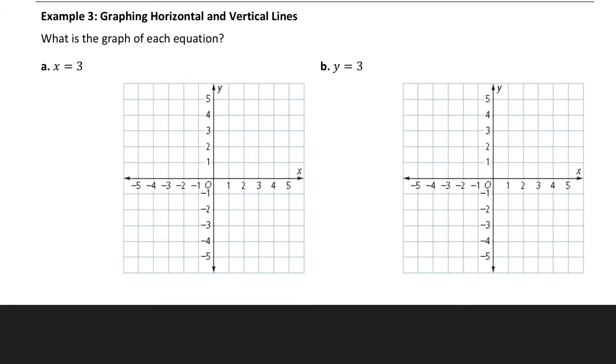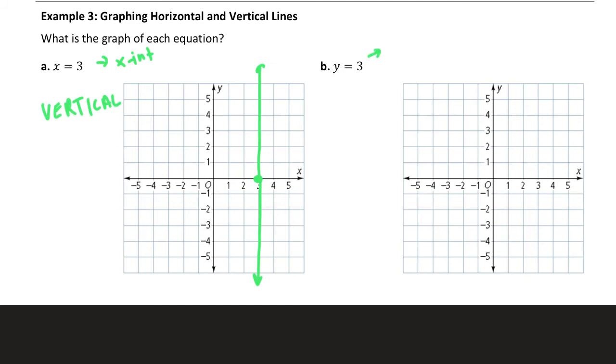Next example talks about graphing horizontal and vertical lines. So if you have just a variable equal to a constant, you got to know whether it's a vertical or horizontal line. So this equation x equals 3. This means this equation only has x values that are 3. So this 3 represents an x-intercept. So this is a vertical line. And I want you to write vertical. So x equals a constant is a vertical line.